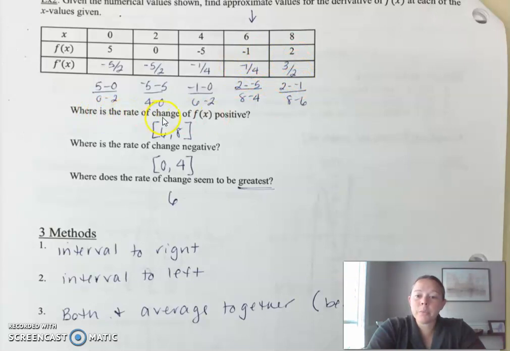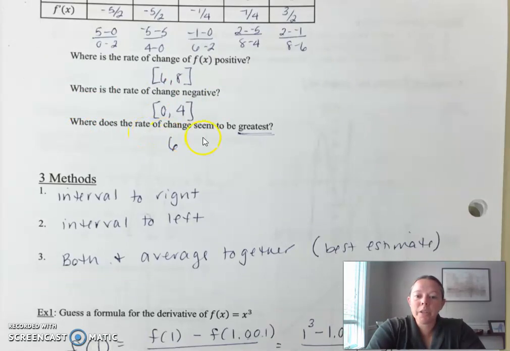So where is the rate of change of f of x positive? So in this case, where was your derivative positive? We'll say 6 to 8. So here's where you don't want to say 5 to 8. You don't know if that's where it switched. So just stick with the data that you know. All right, where is the rate of change negative? Again, from 0 to 4. If you put open parentheses here, that would be fine too.